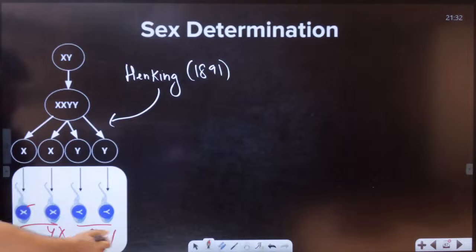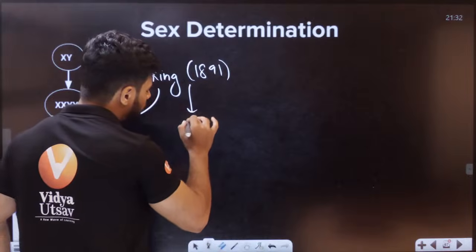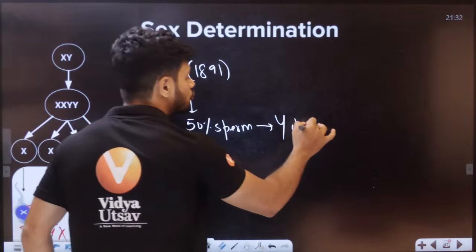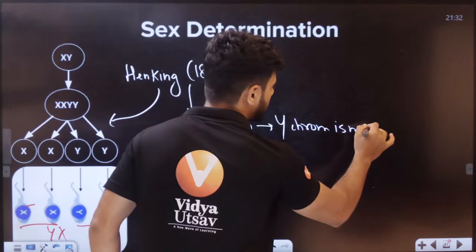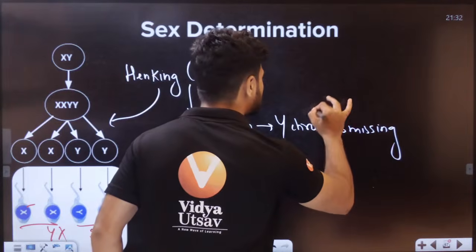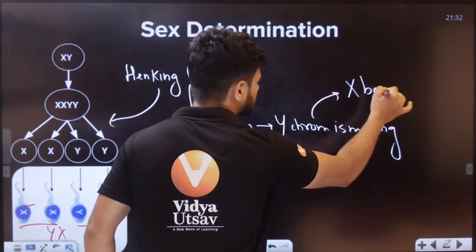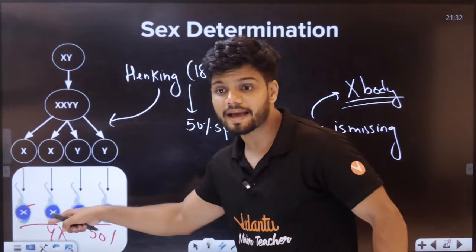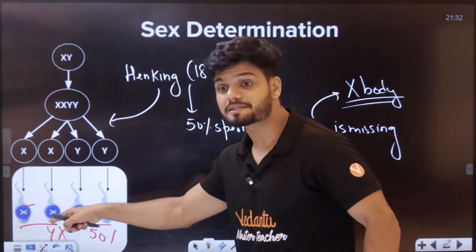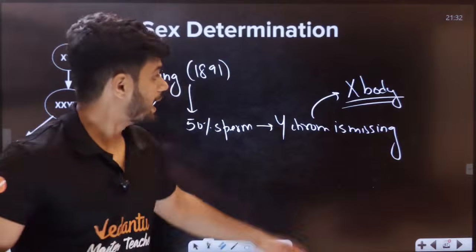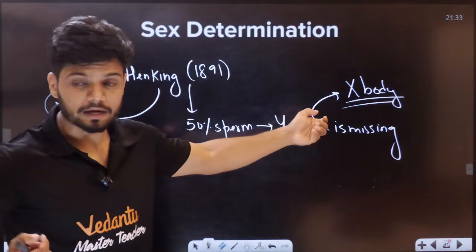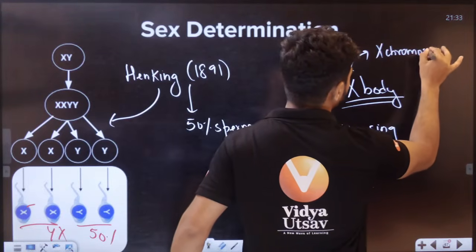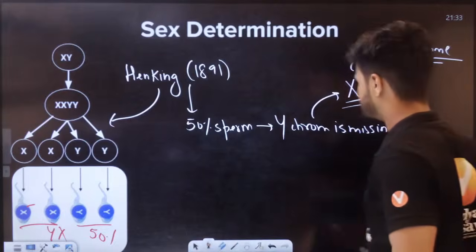So he told that in 50% of sperm, the Y chromosome is missing. In the rest 50%, he observed something called the X body. This X body is what he observed, and later on this X body came to be called the X chromosome. So the initial discovery was done by Henking himself.